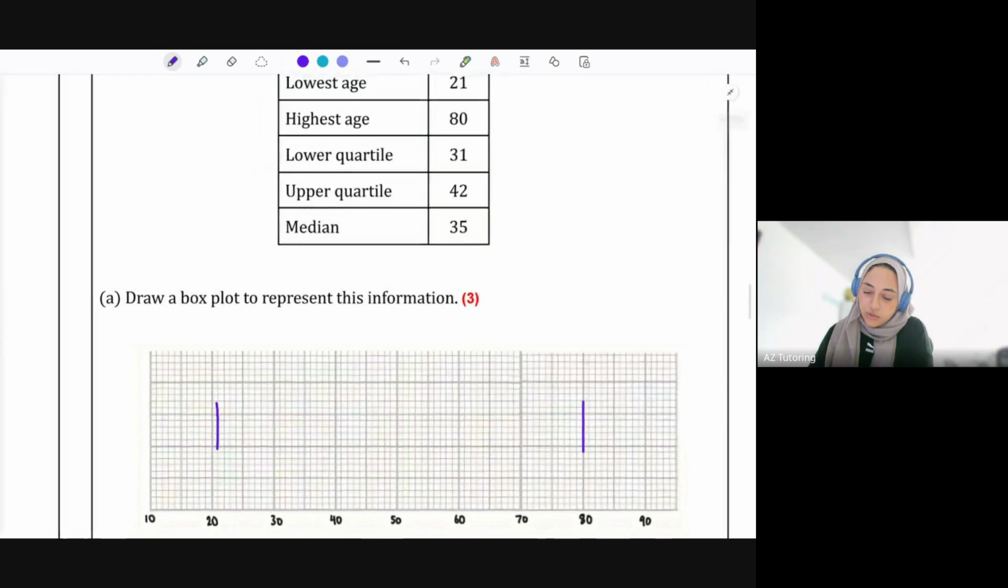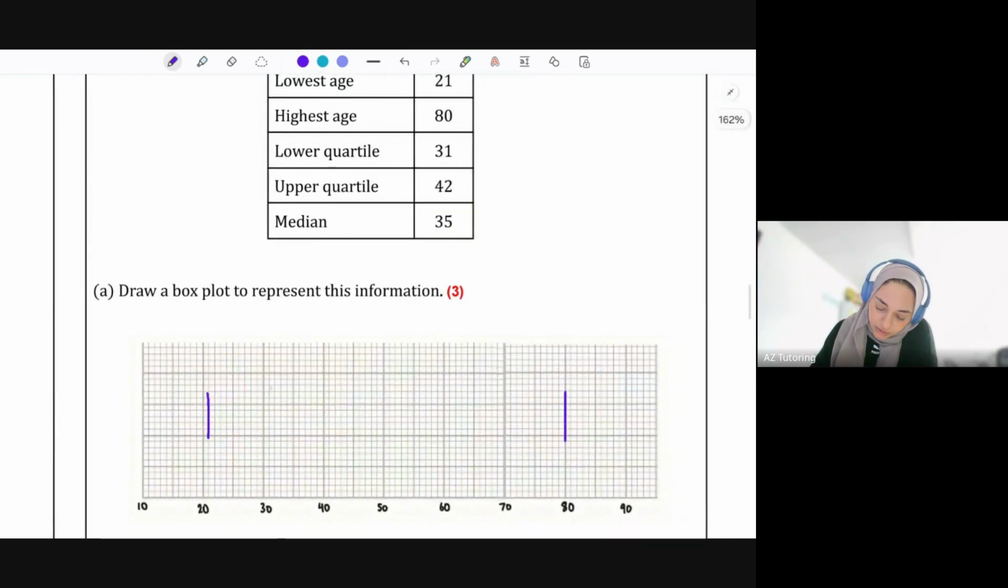Okay. The lower quartile is 31. Where's 31? 31's approximately here. I'll do it like so. Obviously, you would use a ruler in the exam. Upper quartile is 42, so 42 reading of about there.